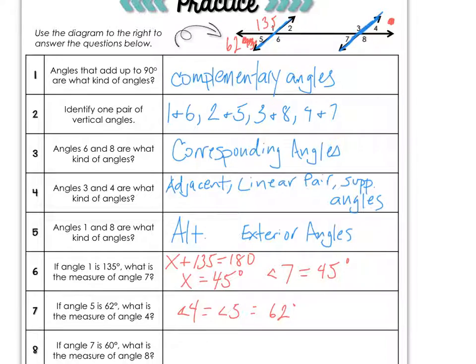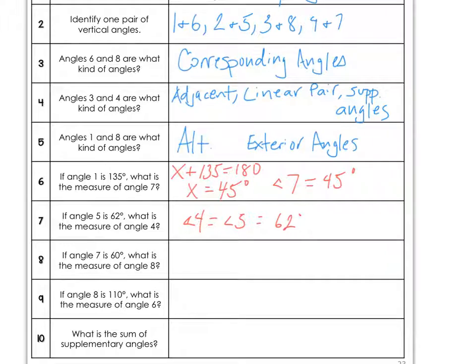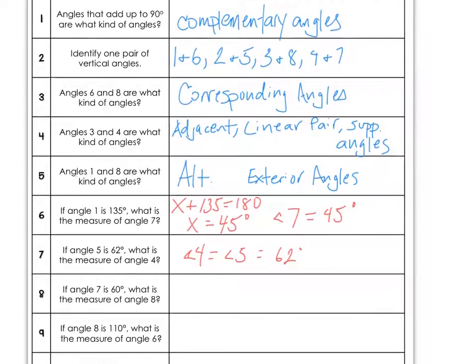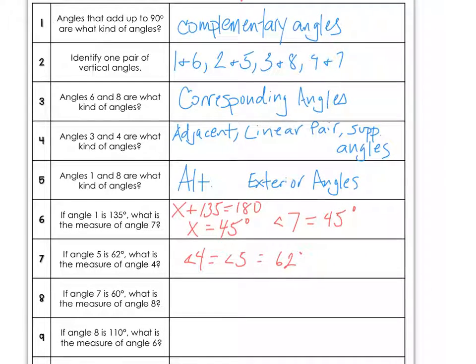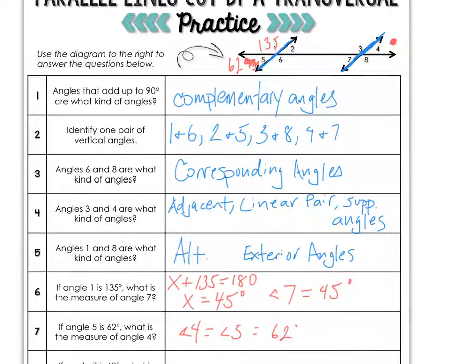Woo! All right. 3 more questions. Now they're telling us angle 7 is 60 degrees. What's the measure of angle 8? So angle 7 is 60 degrees. Let's write that in.